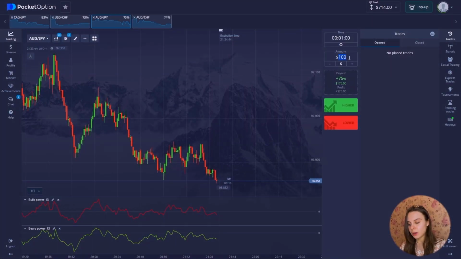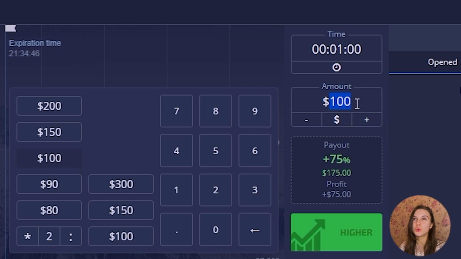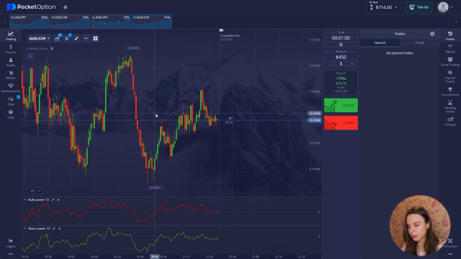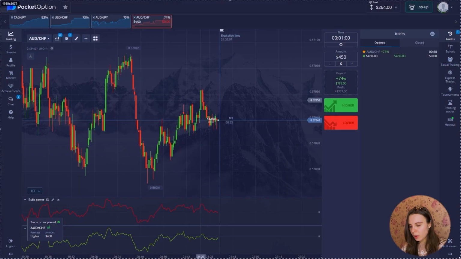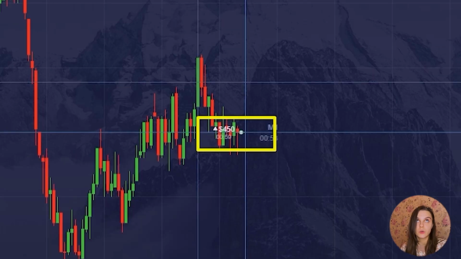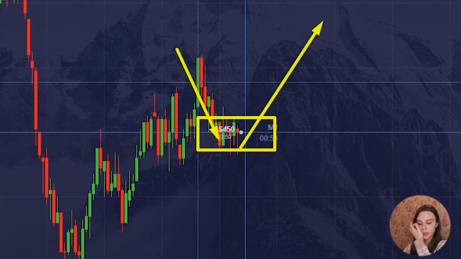Let's increase the amount of our trades up to $450 and move to the next currency pair. Let's open an increase trade here with you and start technical analysis, of course. At the moment we can observe that we have achieved some kind of stopping of our trend, so it is a reversal. If we had a downward trend, the reversal will be an upward trend. So we open our trade.